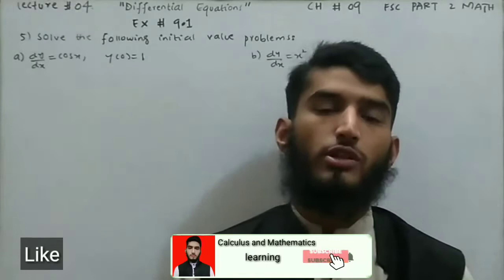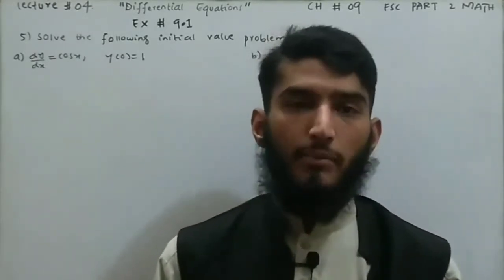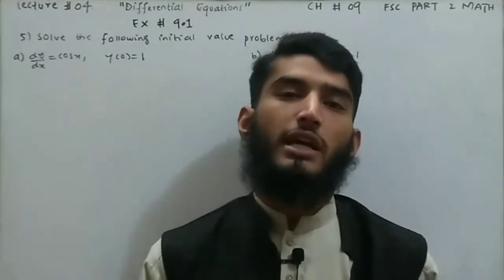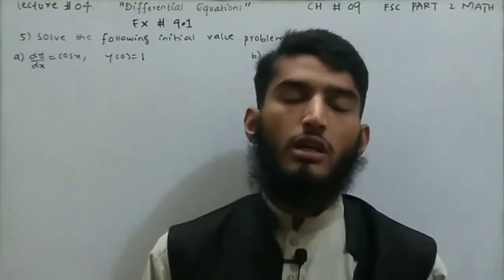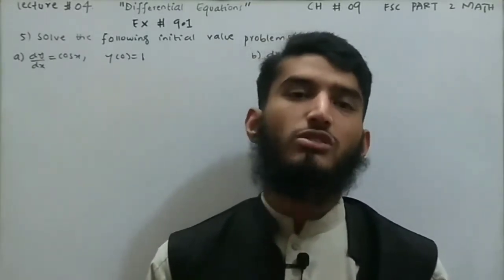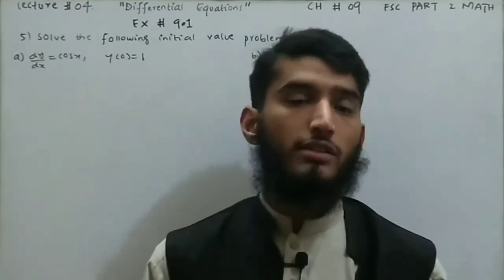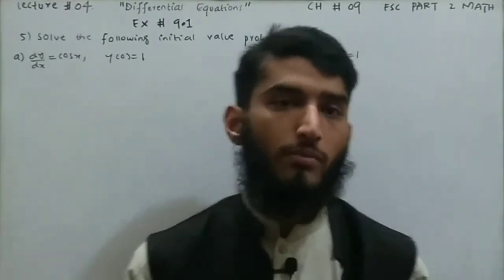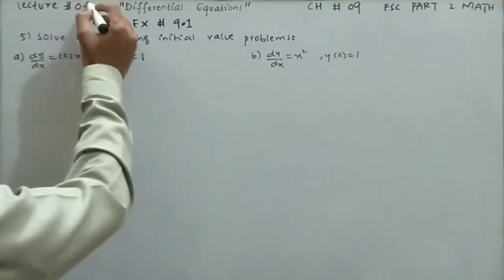In the previous video we learned question number 4 of exercise 9.1, chapter 9, differential equations, related to the particular and general solution, for FSC part 2 mathematics. In today's video I will solve the last question of the same exercise 9.1, question number 5. It is related to the initial value problem. So let's move toward lecture number 5.